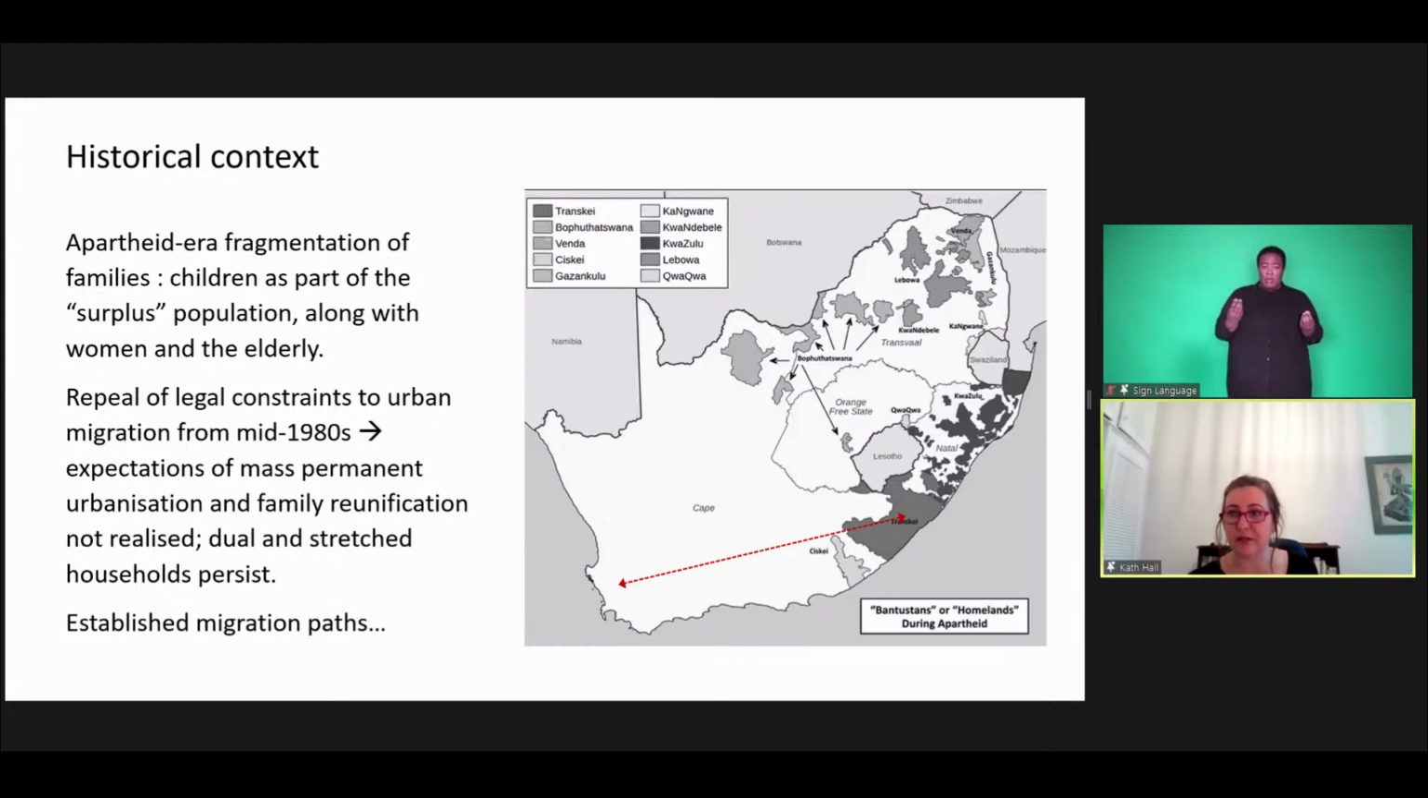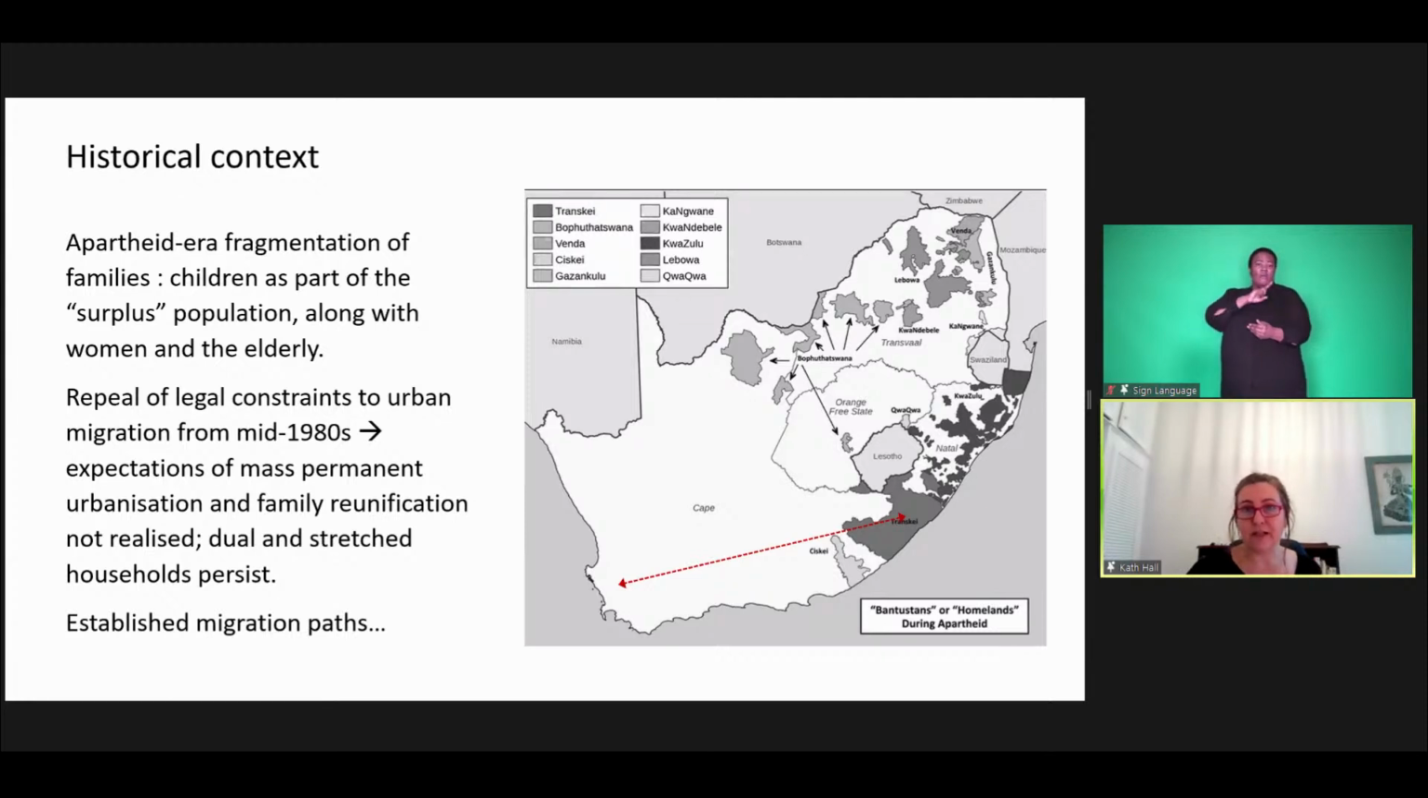and where children formed part of the surplus population that was largely confined or forcibly removed to the homelands, along with women and the elderly. And for them, the possibilities for urbanization were progressively eroded through the Group Areas Act, and also structurally through the undersupply of family accommodation in urban areas. So as Dori mentioned, there was some expectation of a rapid reversal when these legal impediments to family migration fell away, but many of the features have persisted, and rural households continue to carry a disproportionate burden of childcare in the absence of parents.